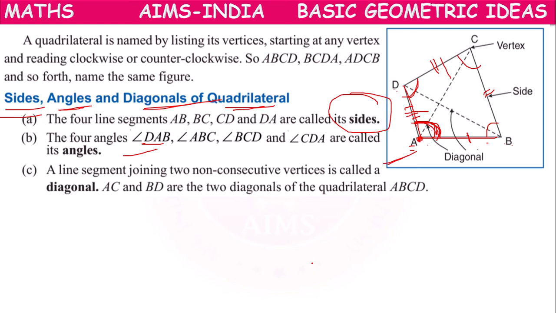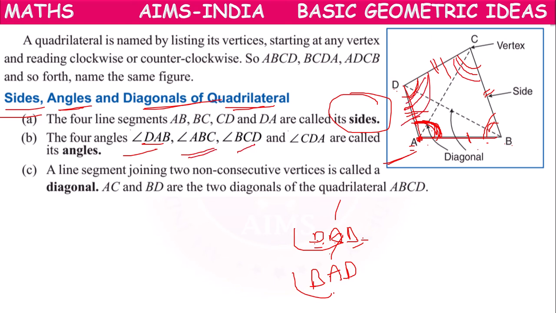But A should be in the middle. Either we can call it DAB or BAD. A should be in the middle. The vertex at which the angle is formed should be in the middle. The remaining two points can be exchanged, but they represent the same angle. This is the first angle, this is the second angle, this is the third angle, this is the fourth angle. So DAB, ABC, BCD, CDA are called its angles. So a quadrilateral has four angles.